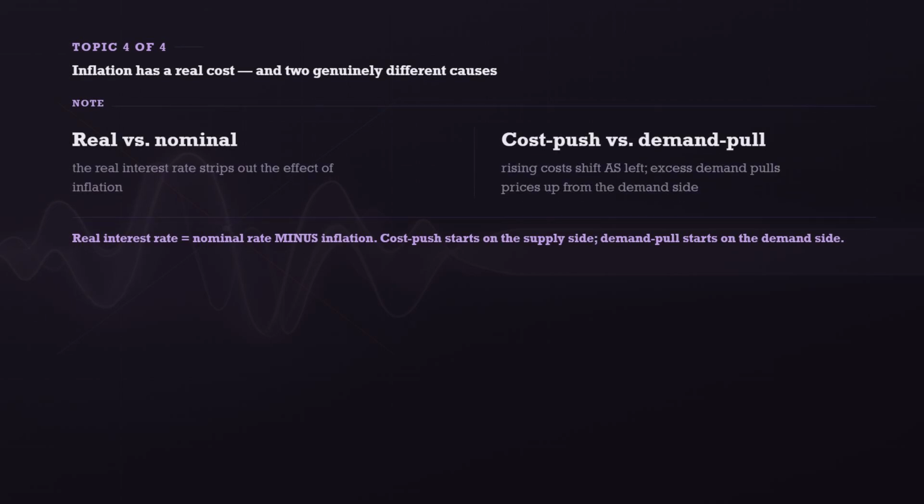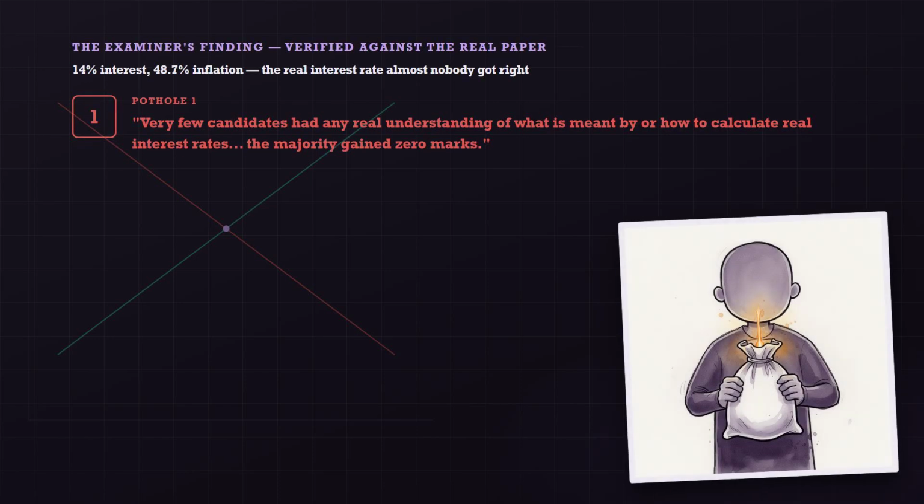Inflation is more than just rising prices. It has a real cost that depends on exactly how fast prices rise compared to everything else in the economy, and it can come from two genuinely different directions. Here's a documented finding, verified against the actual exam question. An interest rate of 14% against inflation of 48.7%. Very few candidates had any real understanding of what is meant by or how to calculate real interest rates. The majority gained 0 marks.